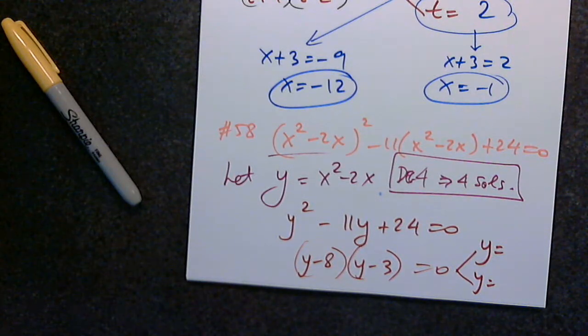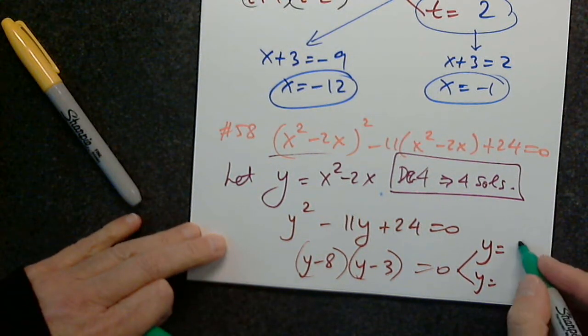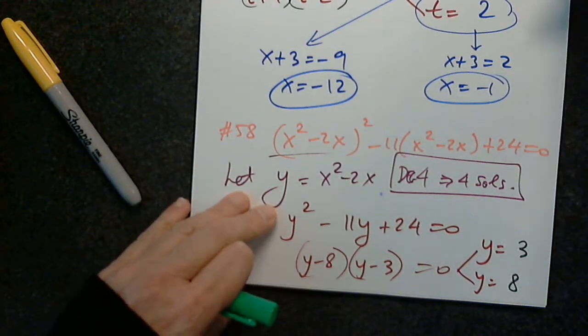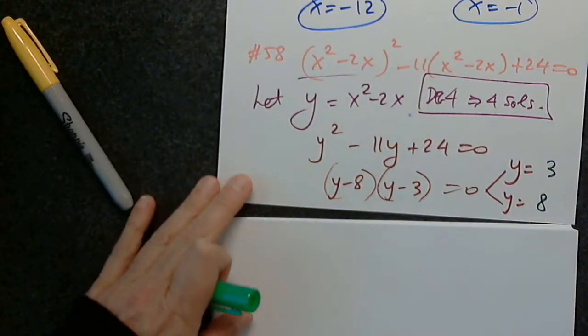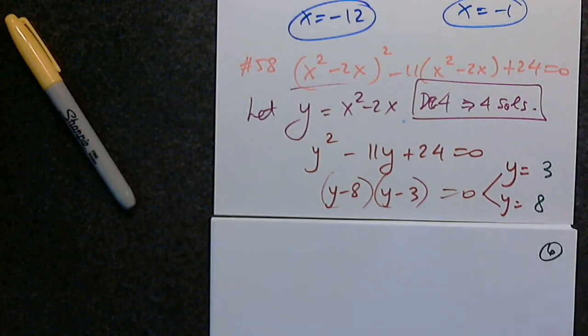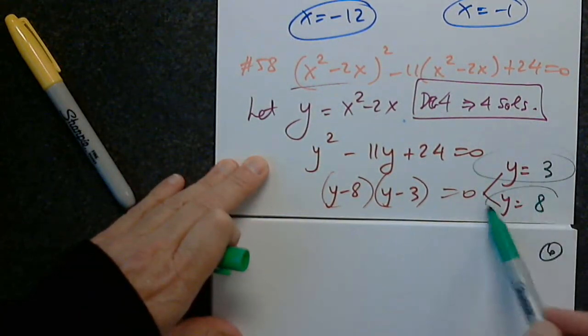And the 2 answers are? 3 and 8. Okay, awesome. We are only solving quadratic equations here. There's no plus or minus yet. Good. So now this is a new equation.